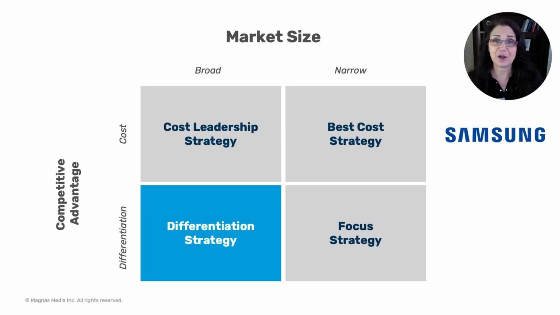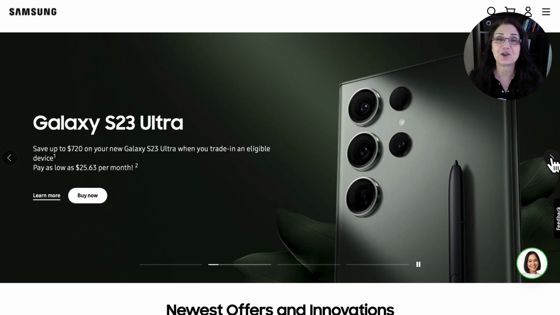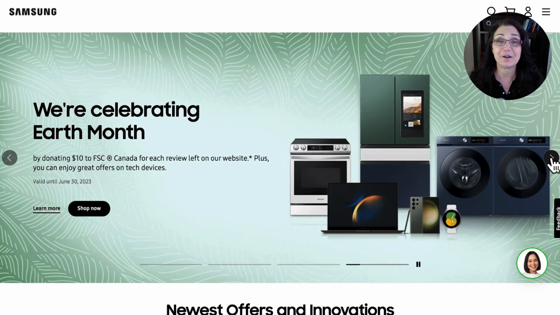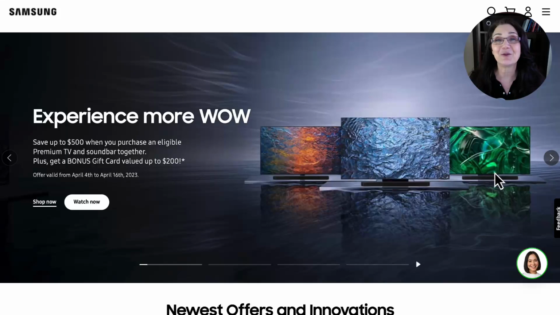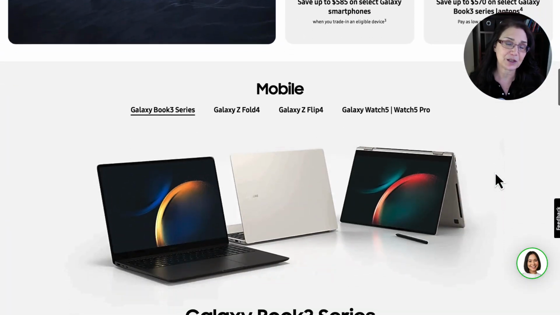Now, the other area you can compete in is the differentiation strategy. The differentiation strategy is when you're aiming to be different, but in a broad market. One of the best examples in this case is a company called Samsung. I'm sure you've probably heard of them because Samsung has a lot of manufacturing and consumer products as well. So they have B2B and B2C in different categories, and they like to pride themselves on being different, more specifically when it comes to the consumer product.